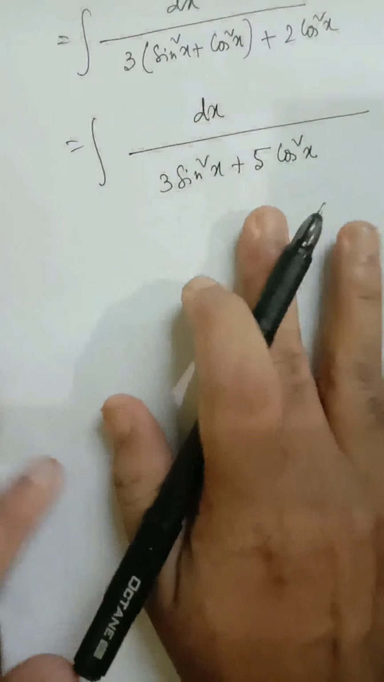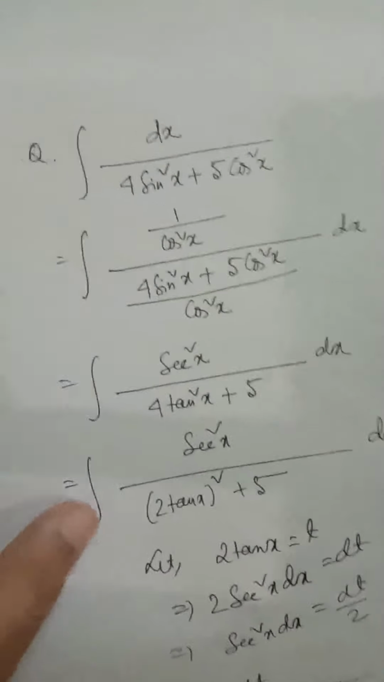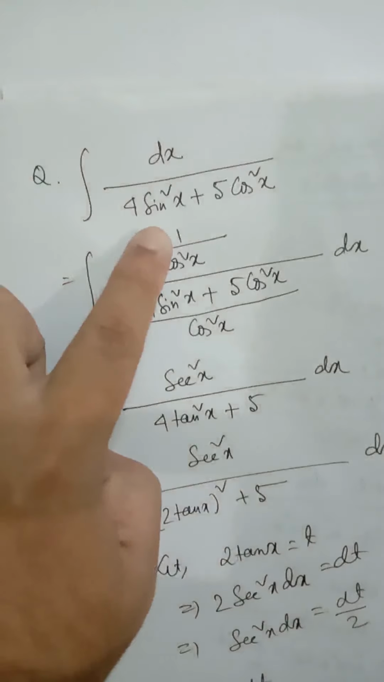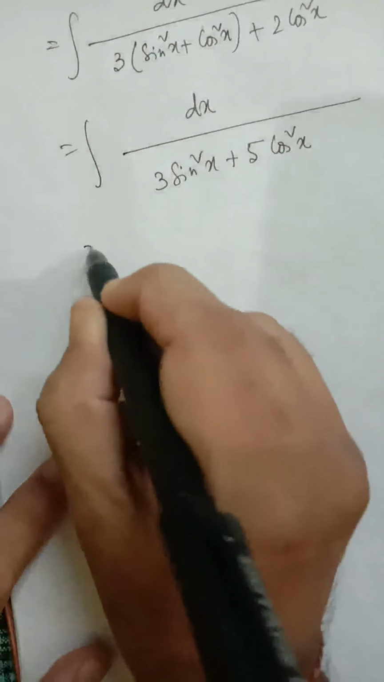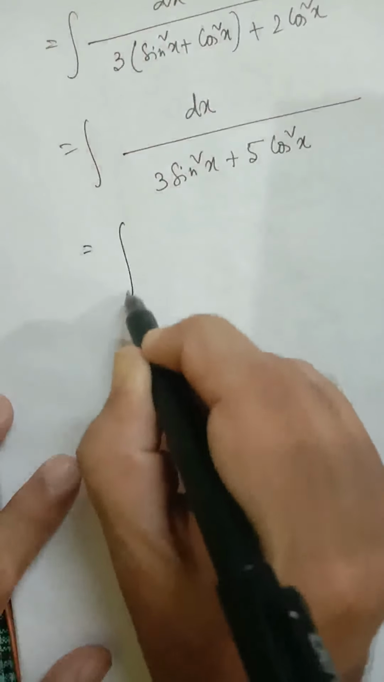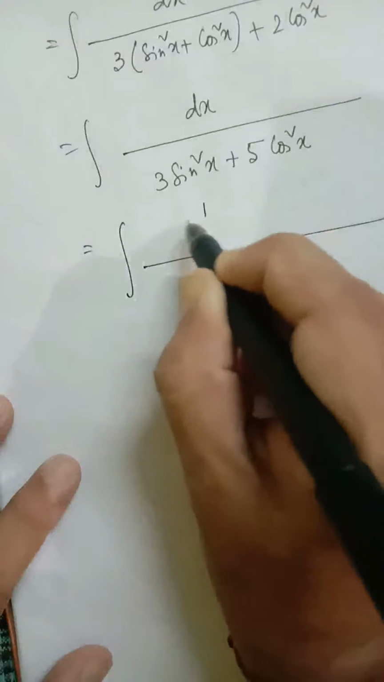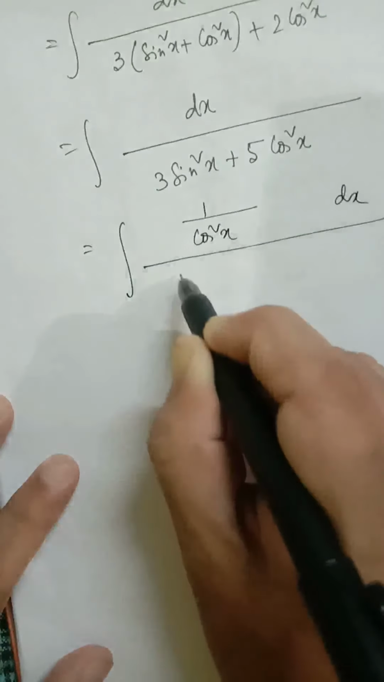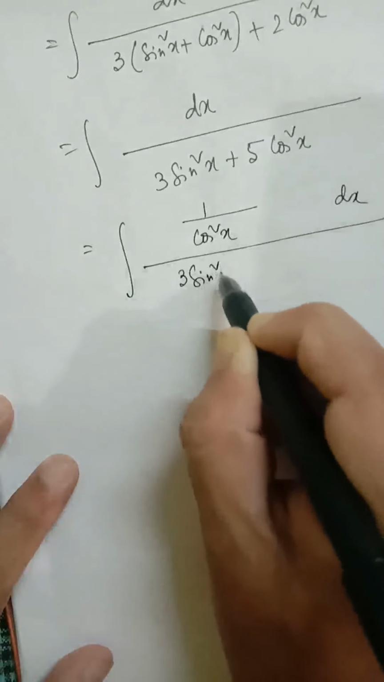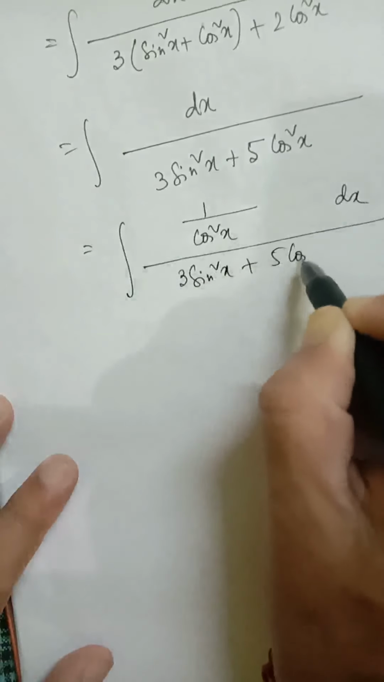Now this is of the form dx by 4 sine square x plus 5 cos square x. So our next step will be to divide numerator and denominator by cos square x. If we divide numerator and denominator by cos square x, we will get 1 by cos square x dx divided by 3 sine square x plus 5 cos square x by cos square x.